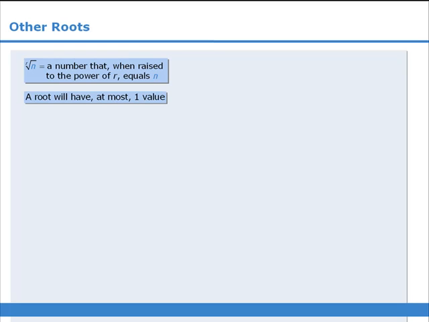Okay, let's summarize. In this lesson, we learned the general definition of roots. We learned that a root will have at most one value, and we learned the relationship between roots and powers.